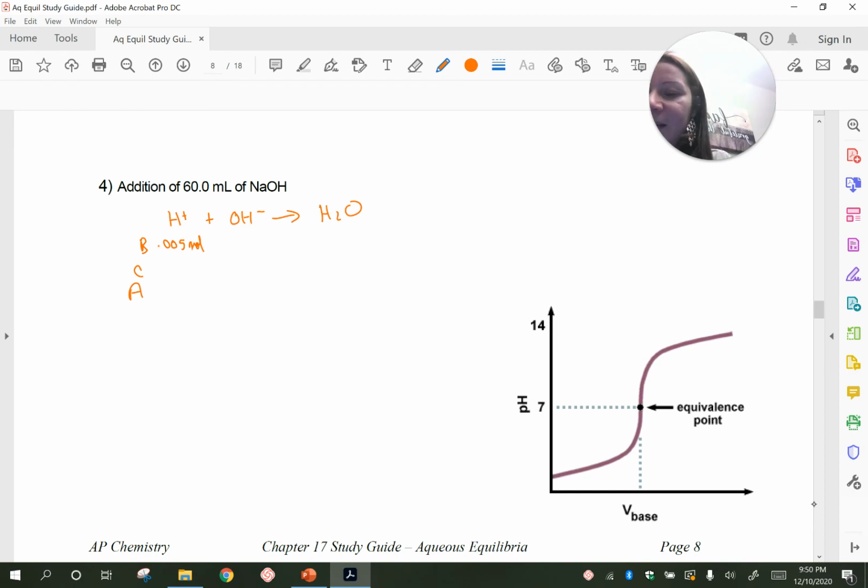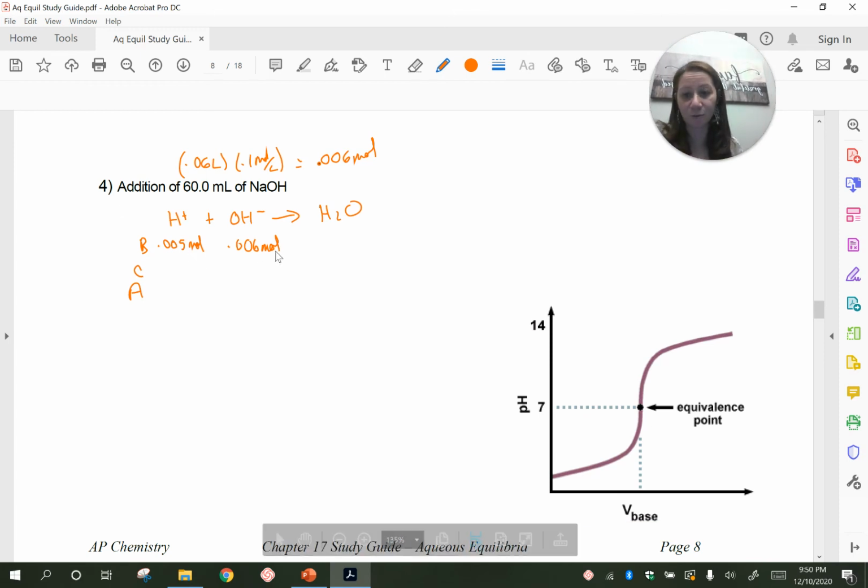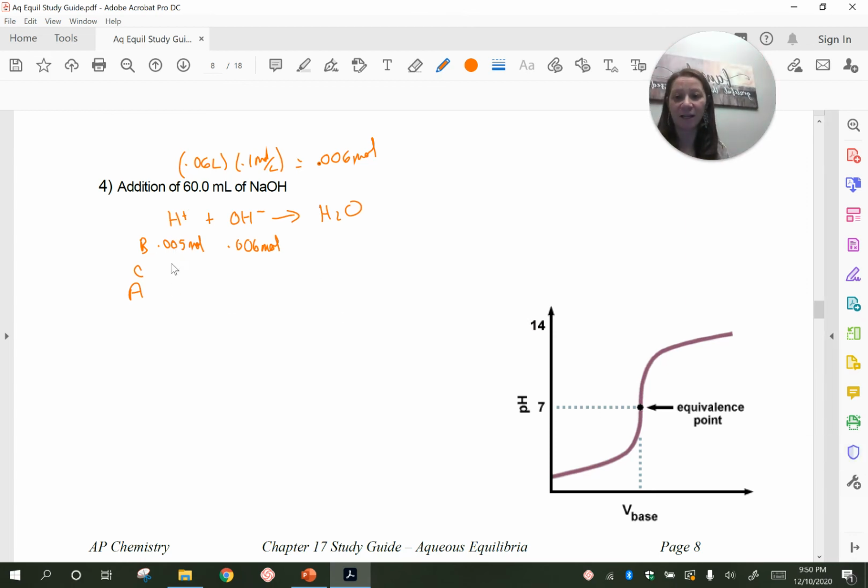My base, I have 60 mils, so 0.06 liters times 0.1 moles per liter, so I get 0.006 moles. So now you look at which one's your limiting reactant. Well, it's a 1-to-1 ratio. This is 0.005, 0.006 looks like. My HCl now is my limiting reactant, so that's all going to get used up. So minus 0.005 moles. This one's also going to be minus 0.005 moles. So at the end of your reaction, you have no HCl left, but you do have some hydroxide left.